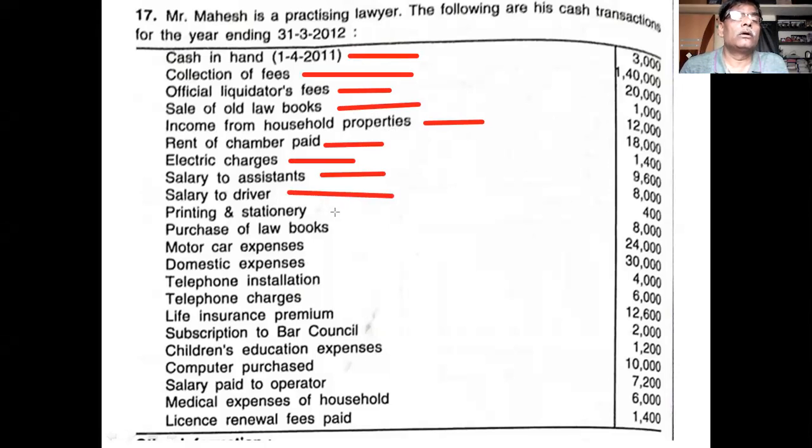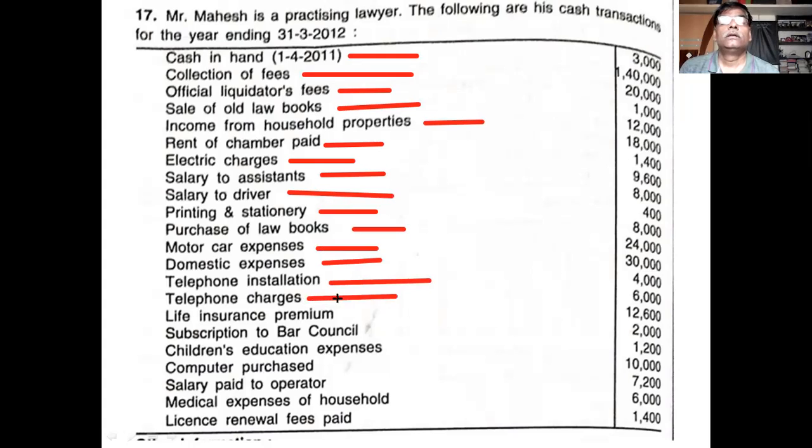Driver salary, P&L account. Printing and stationery, P&L account. Purchase of book, balance sheet. Then motor car expense, P&L account. Domestic expense, income and expenditure. It is personal expense. Telephone installation, balance sheet. Then telephone charges, P&L account and income and expenditure. Life insurance premium is personal expense, goes to income and expenditure.